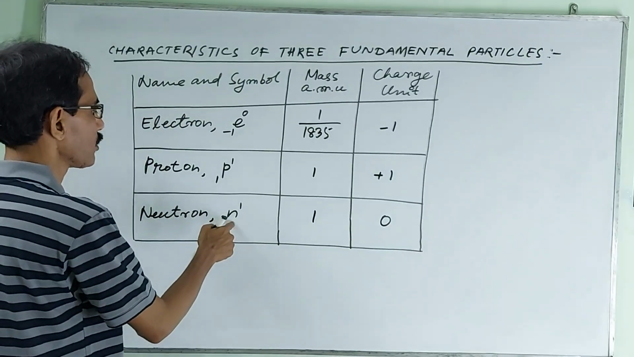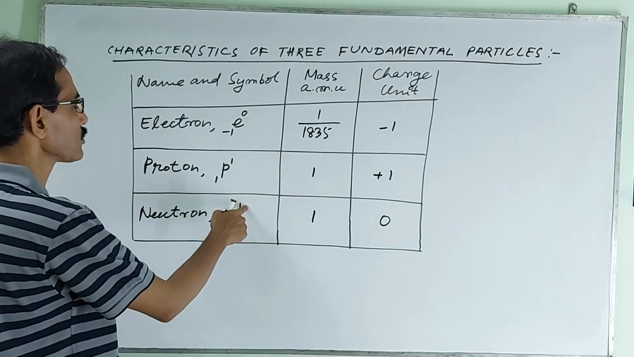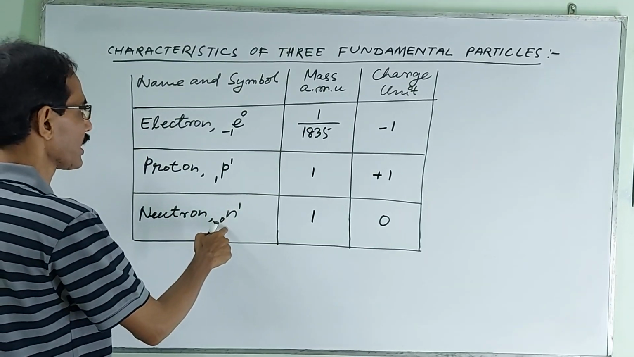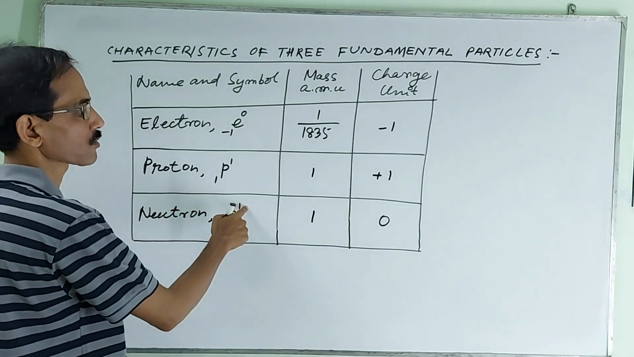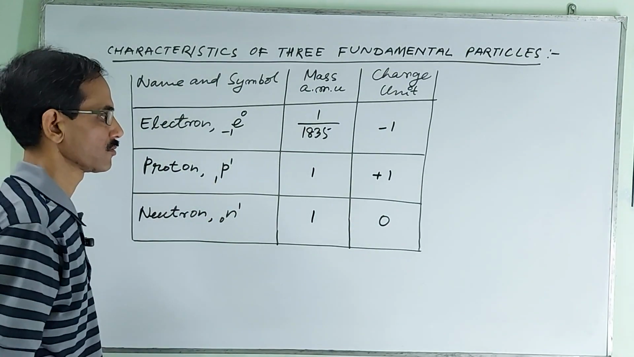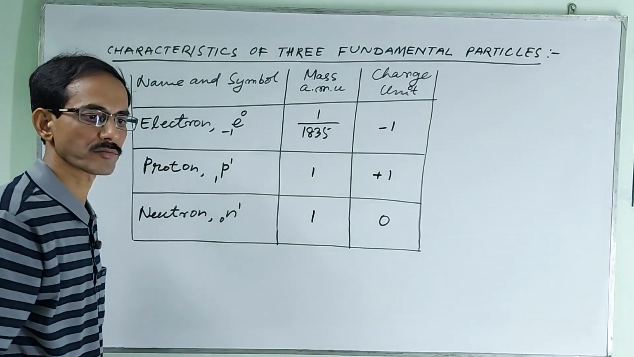Neutron, this is the symbol of neutron, n with charge 0 and mass 1. This means it has no charge and mass equal to the mass of a proton or hydrogen. Dear students, write this down.